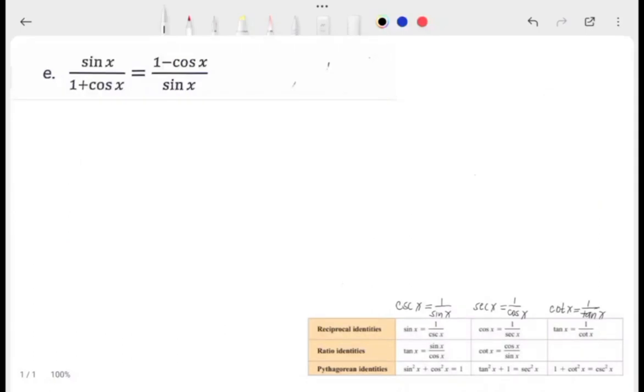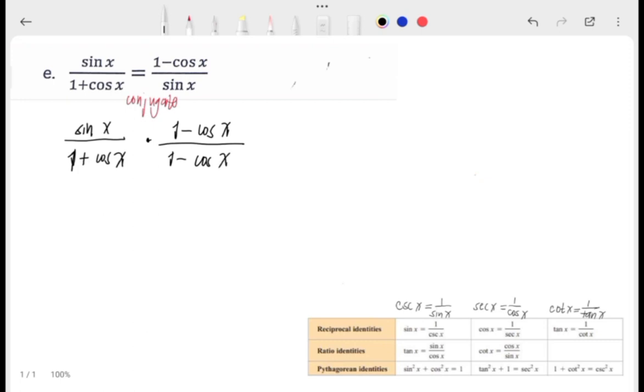Problem E. Sine x over 1 plus cosine x must be equal to 1 minus cosine x over sine x. In this expression, we cannot easily use the trigonometric identities since it will make the expression complicated. The first step we do is to find the conjugate of the expression, same as problem D. Its conjugate is 1 minus cosine x. Then proceed to multiply the bases.